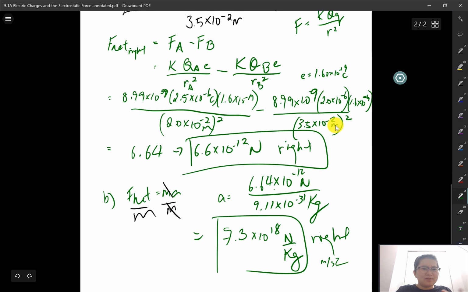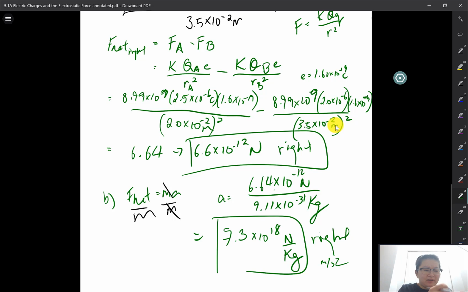The other thing I would say to take away is that even when you're putting things in your calculator or showing your steps, squaring that distance on the bottom tends to be left out a lot. So please don't forget that.